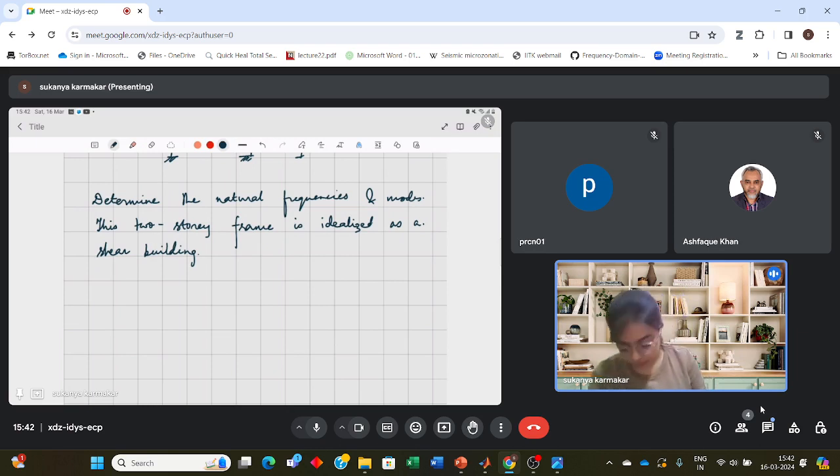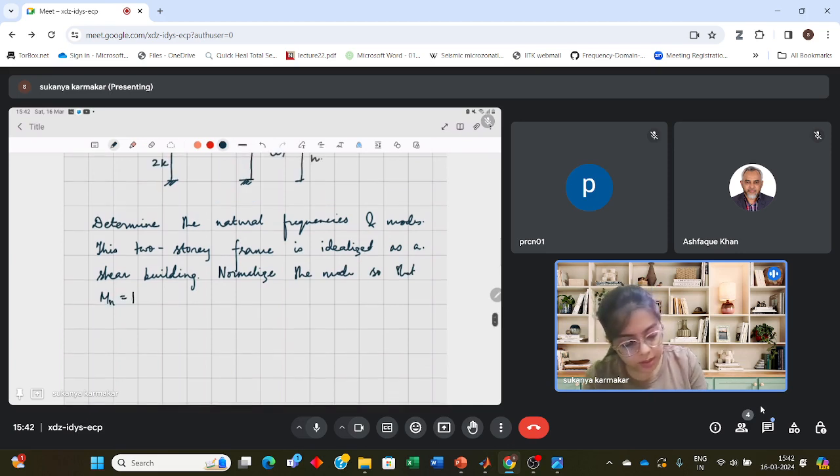I'll also show you that concept. It is given in the question that we normalize the modes so that Mn is 1. And just now, what did we see? What is Mn? We want phi transpose M phi to be equal to 1. I'll show you how we do this.